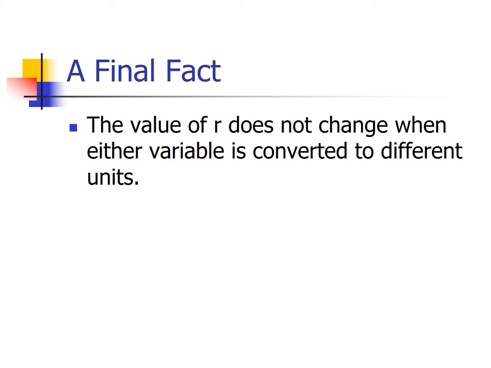Also, the value of r doesn't change when either variable is converted to different units. That's also intuitive. We would expect the same fundamental biological relationship between height and weight, regardless of whether we measure it here in inches and pounds, or in England in meters and stones, maybe, meters and kilograms, whatever the appropriate units would be. Turns out units don't matter in terms of calculating the correlation.